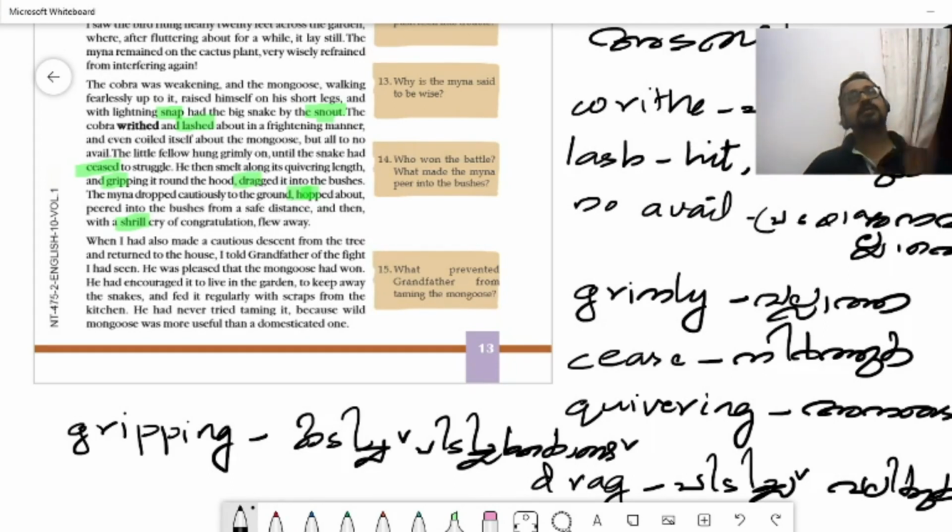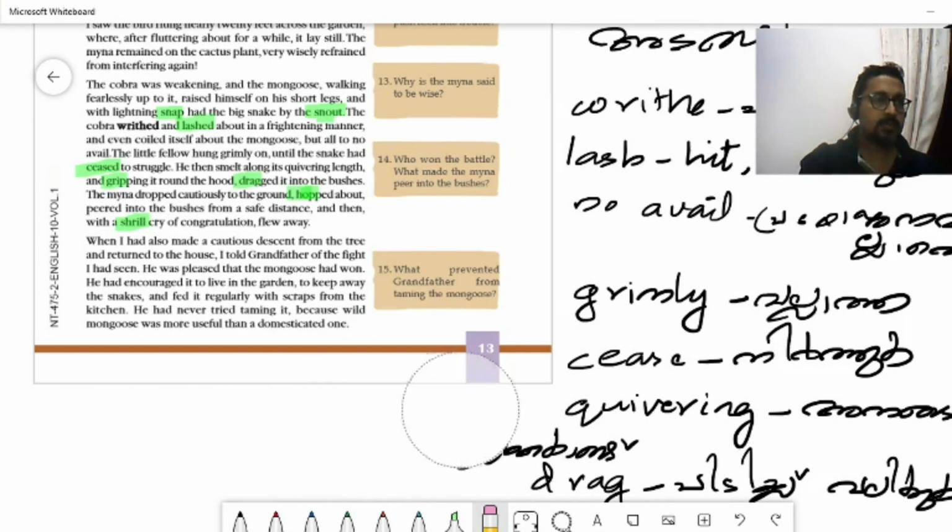Again, the myna was very clever. All while looking there, while hopping there, while looking into the bush, while joining the merriment. What was the myna doing? It was always cautious to keep a safe distance, and then with a shrill cry of congratulation, hop. What do you mean by hop?